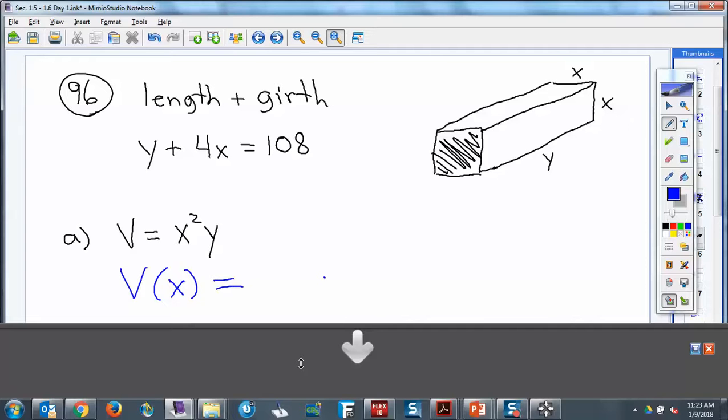So let's think about that now, because that might come up on our next quiz, right? Write the function, write V as a function of x means V of x. So that means V is going to be our output, volume, and we want x to be our input. Well, that means we got to get rid of this y. So in a problem like this, we would call this our primary equation, and then this would be a secondary equation or some additional info.